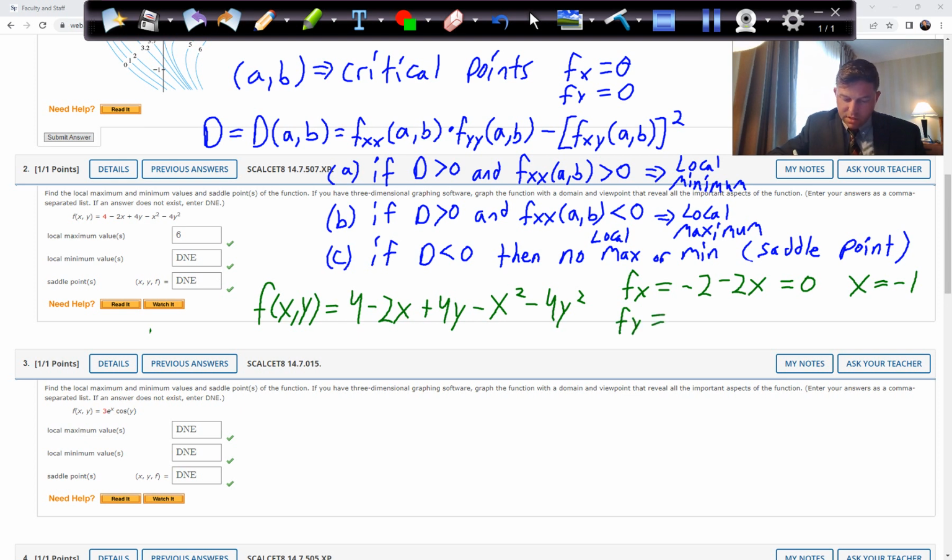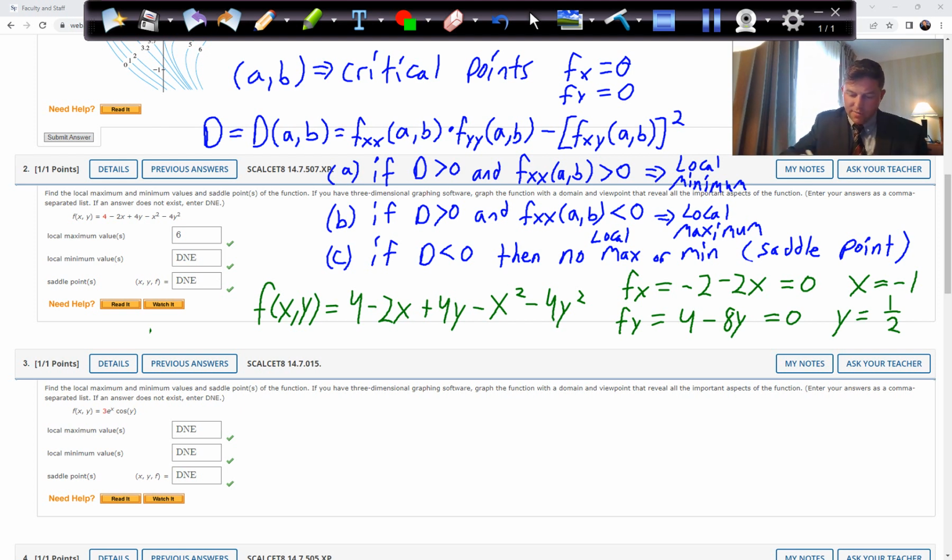Fy is going to be equal to 4. 4 goes away, 2x goes away, 4y becomes 4. X squared goes away, minus 4y squared becomes minus 8y. And if we set that equal to 0, you should be able to easily see or solve that y has to equal positive 1/2. Okay, so those are the points we're going to test.